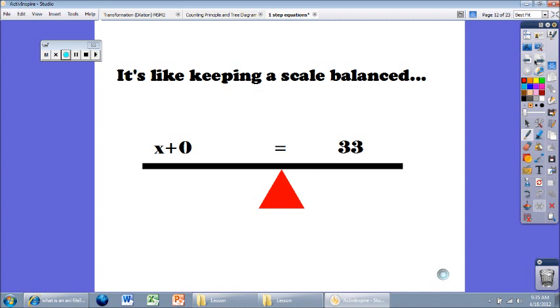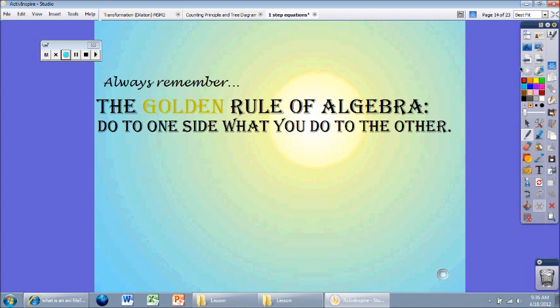And we're going to get x plus 0 equals 33. Again, the identity property of addition says I can add 0 to anything and I will get the same thing. So we can just write x equals 33. And so that's how we solve that.